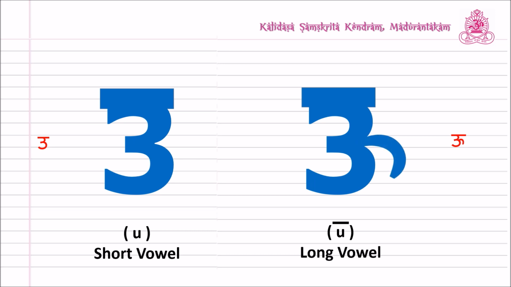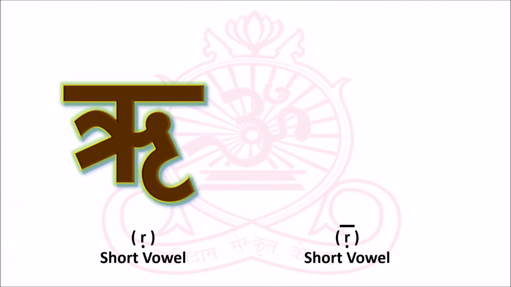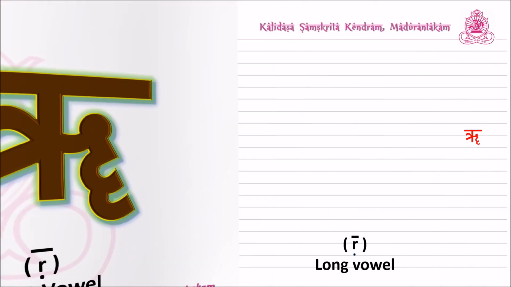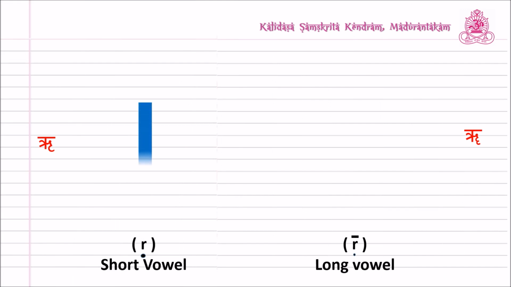We are moving to the next. R. R is a short vowel. See the method of how to write it.